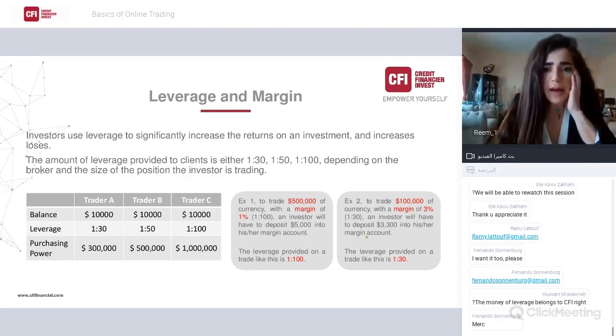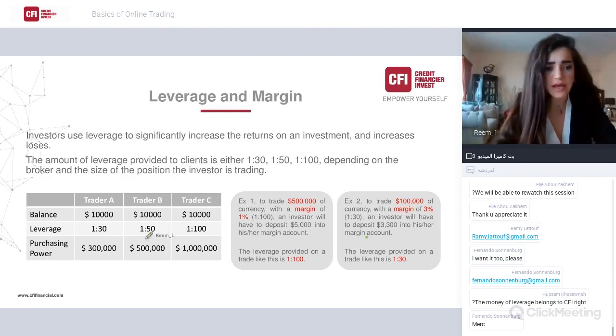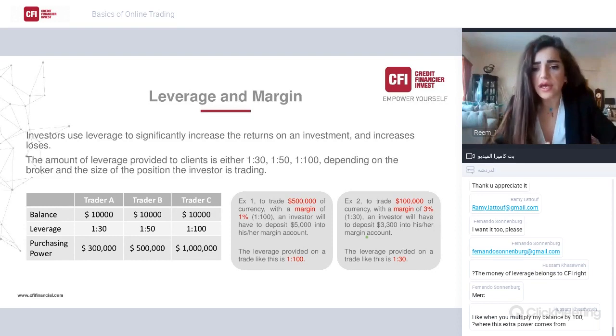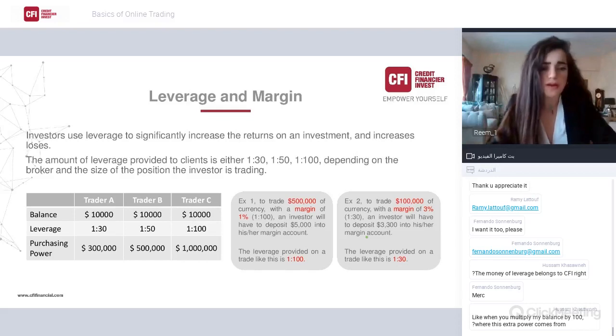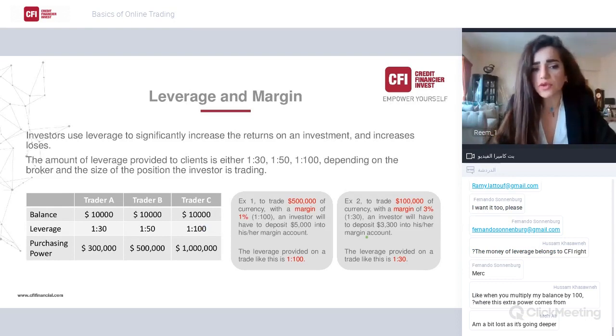So I'm going to give you another example so that you understand, because I want you guys to understand what we're talking about. Let's take another example for leverage of 1 to 100. Other entities provide leverage of 1 to 100, but it depends on the regulation and the country and what have you. Let's say you have $10,000, and you have a leverage of 1 to 100. A leverage of 1 to 100 means you have a margin of 1 to 100, a simple calculation.